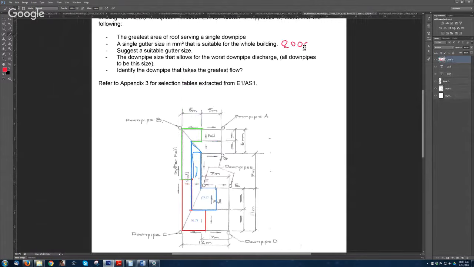8,000. Suggest a suitable gutter size. So from the lecture, they always say to assume the cross-section of the gutter is going to be 100. So usually you do 8,000 divided by 100. So you got 80. So the gutter size is usually 100 by 80.